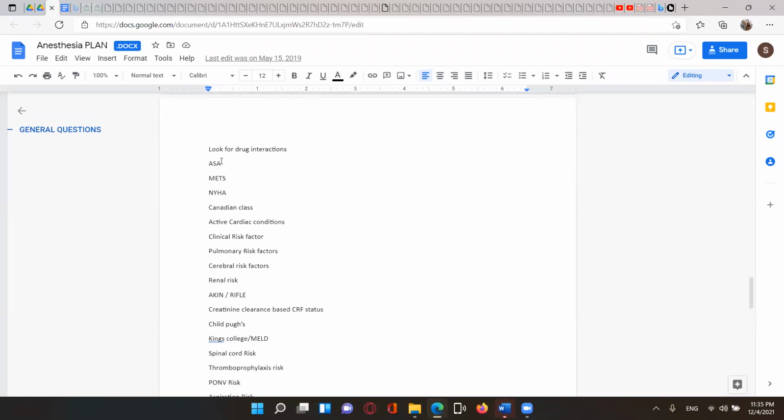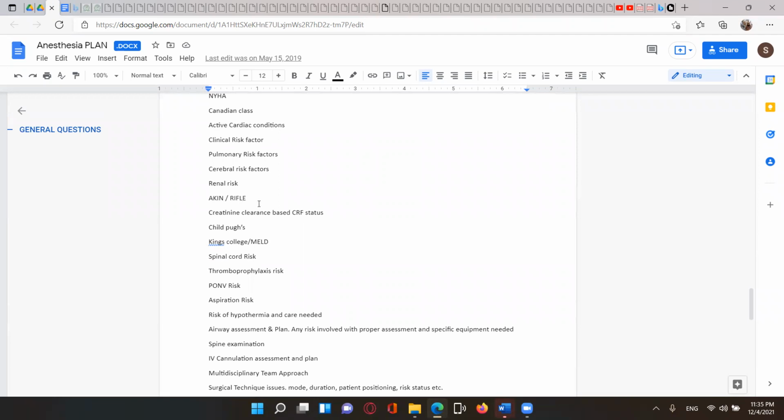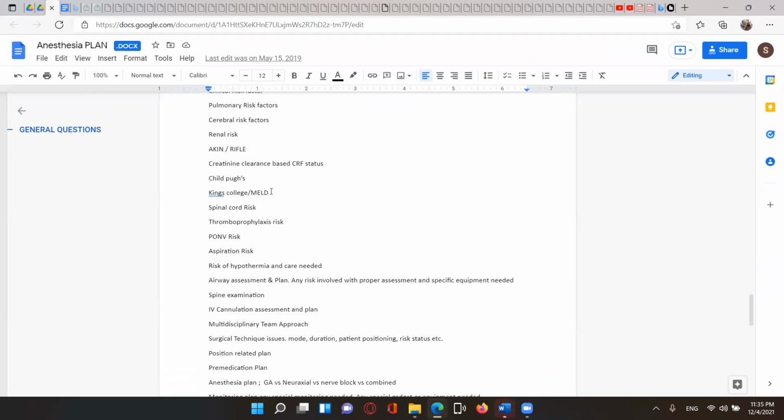These are some of the scores you should be using: ASA, METS, New York Heart Association classification, Canadian classification, active cardiac conditions, clinical risk factors, pulmonary risk factors, cerebral risk factors, renal risk by AKIN or RIFLE, creatinine clearance for CRF, and Child-Pugh. We forgot to discuss the liver, but majority of the things are common. Liver symptoms are usually abdominal, like nausea, vomiting, abdominal pain, or bleeding from an upper or lower GI bleed. Two days ago we discussed and classified the liver.